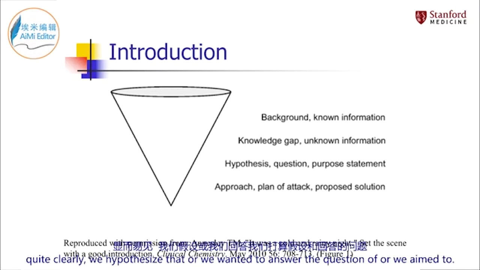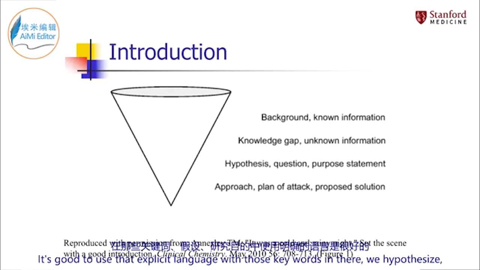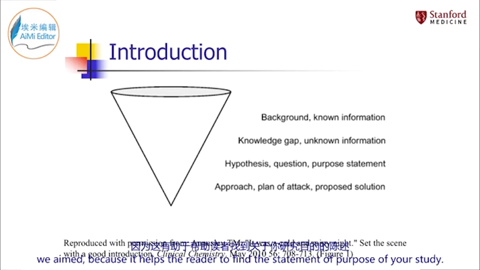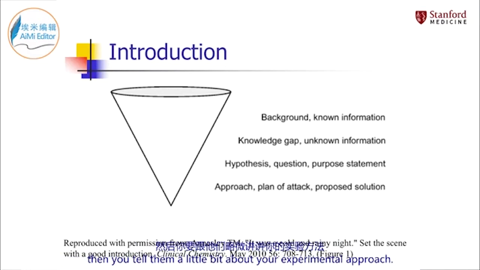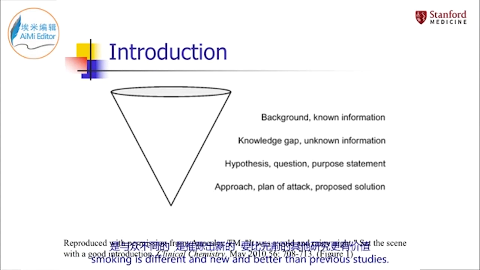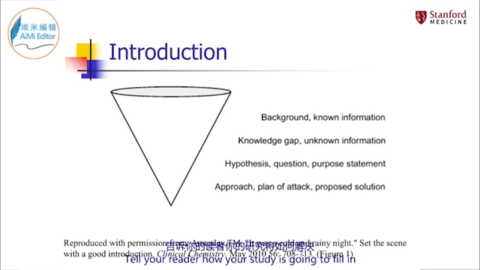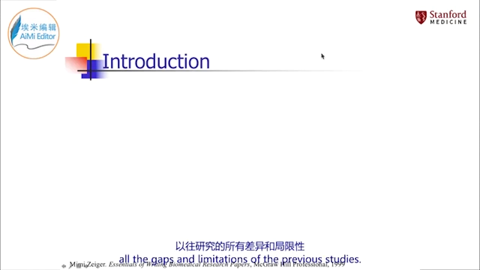And you're going to make a statement of purpose where you're going to say quite clearly, we hypothesized that, or we wanted to answer the question of, or we aimed to. It's good to use that explicit language with those key words in there, we hypothesized, we aimed, because it helps the reader to find the statement of purpose of your study. So you quickly tell the reader what's the main hypothesis or aim of your study. Then you tell them a little bit about your experimental approach. And you say how your experiment on breast cancer and smoking is different and new and better than previous studies. Tell your reader how your study is going to fill in all the gaps and limitations of the previous studies.